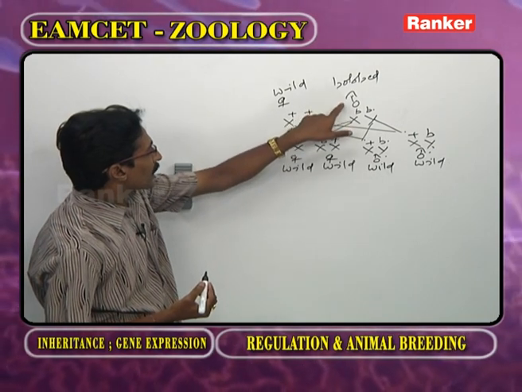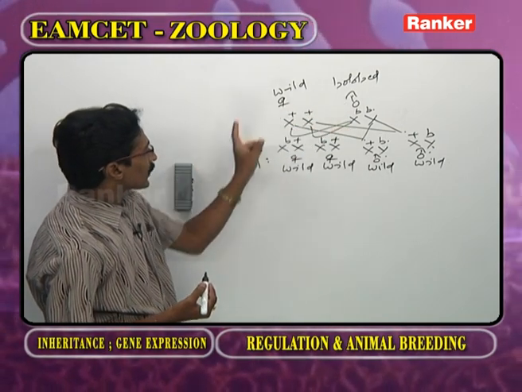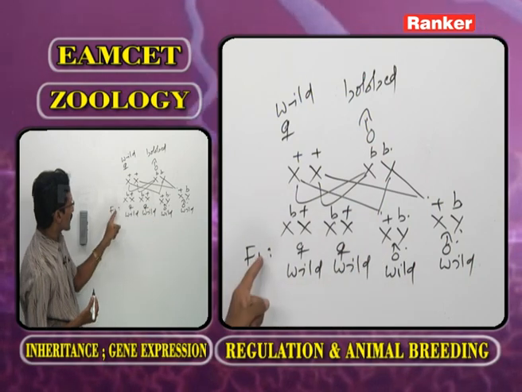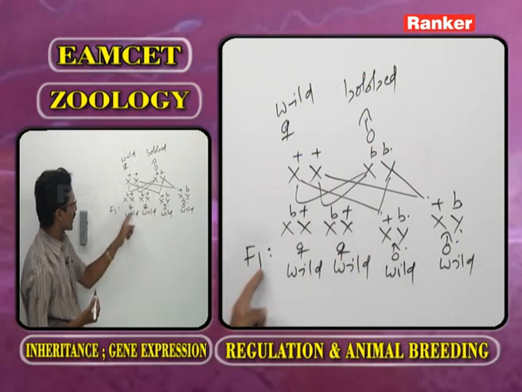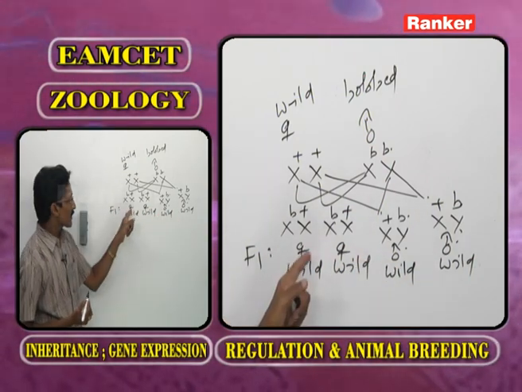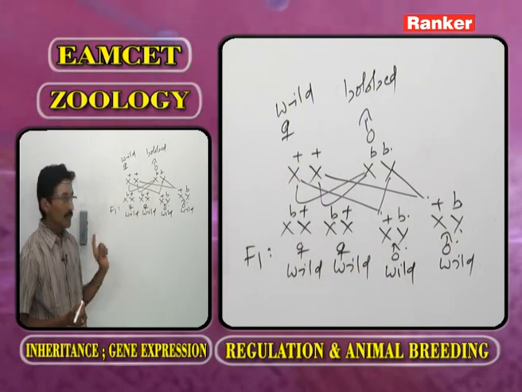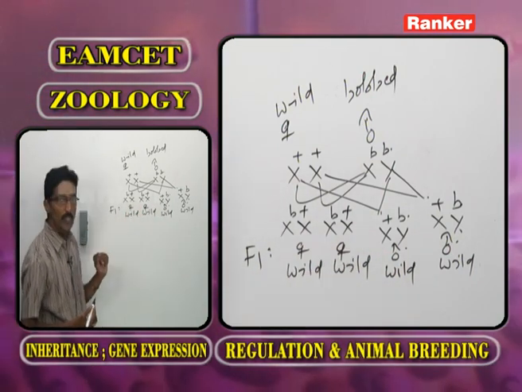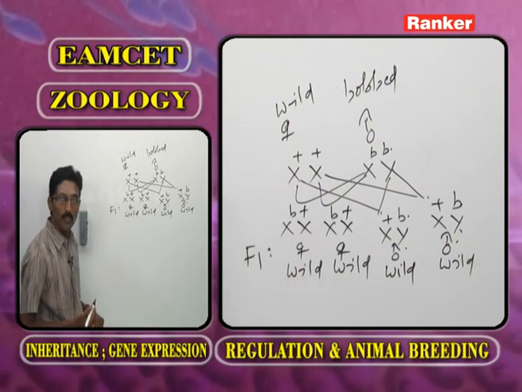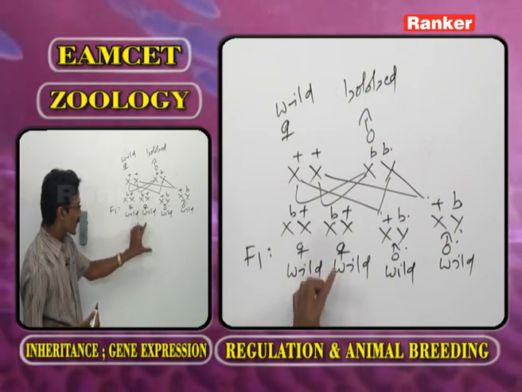Whenever the bobbed male is crossed with a wild female, you observe the cross. In the F1 generation, we are getting all wild. That means the bristles are normal. Now you take any two individuals and go for the F2 generation. You use a checkerboard.